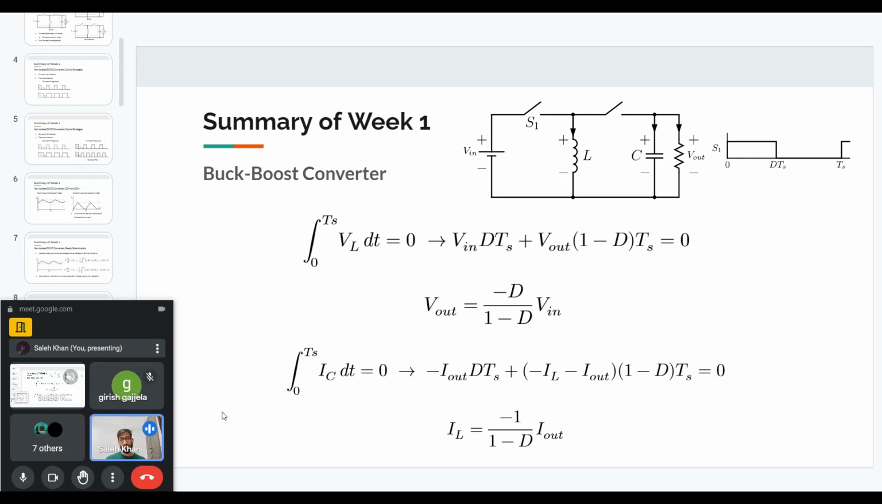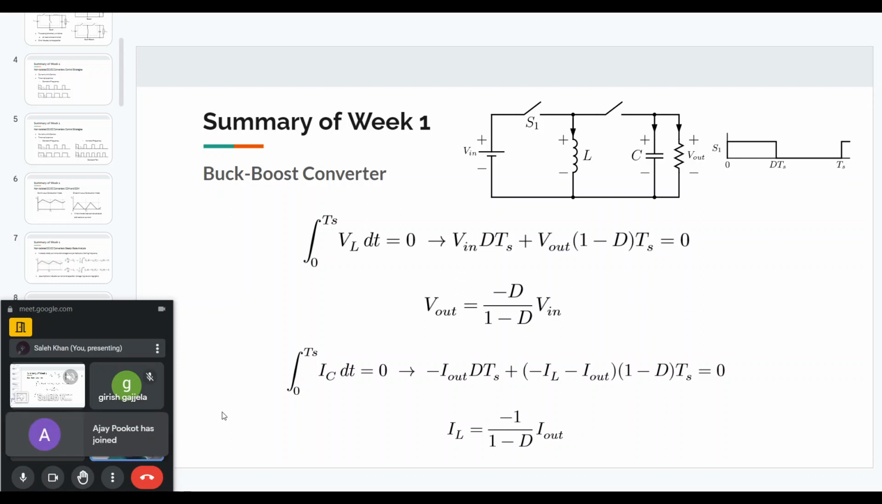So for this subject, I will suggest you can consult Fundamentals of Power Electronics by Robert Erickson and Dragan Maksimovic. So this is one of the recommended books in the course.